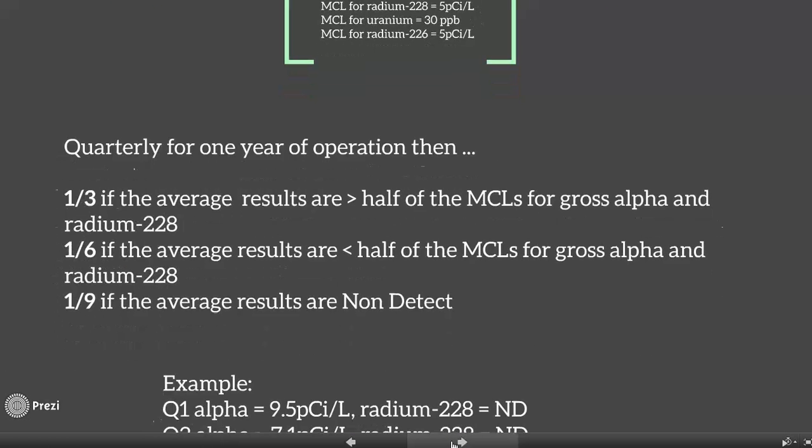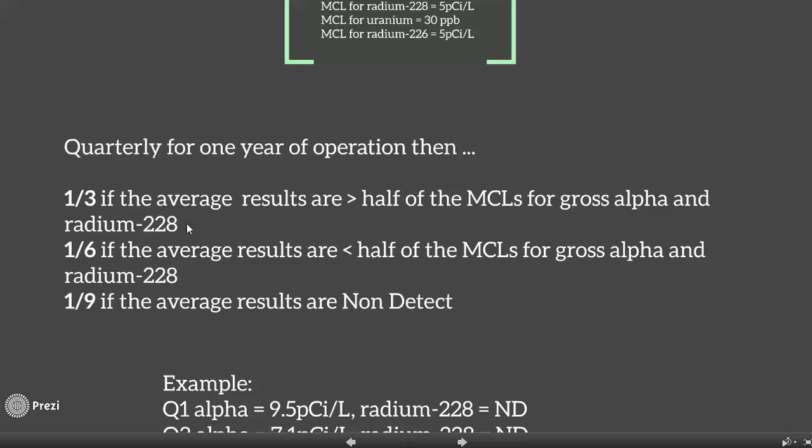So what I do is I take the average of your results and I compare it against the MCL. So if your average results are greater than half of the MCL for alpha and radium-228, but less than the MCL, then that source should be on once every 3-year sampling for RADs. The MCL for alpha is 15. Half of that is 7.5. So if your average result is 8.1 from your quarterly sampling, then you should be at once every 3-year sampling.